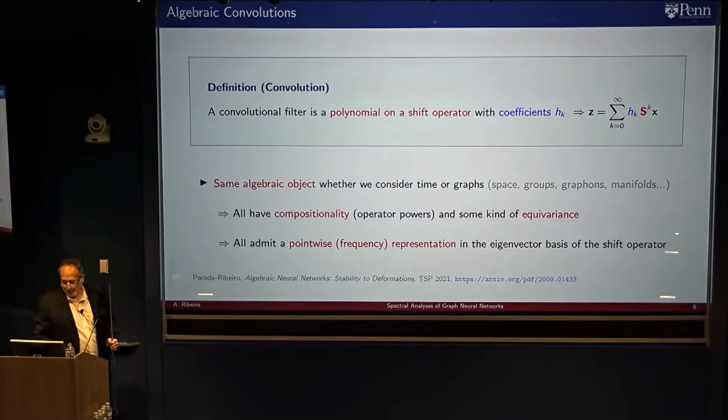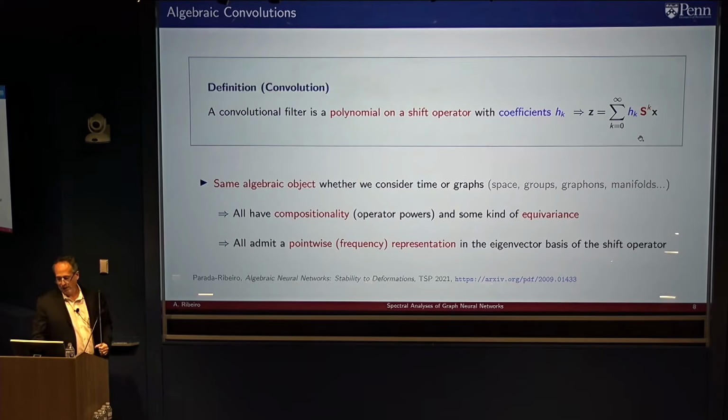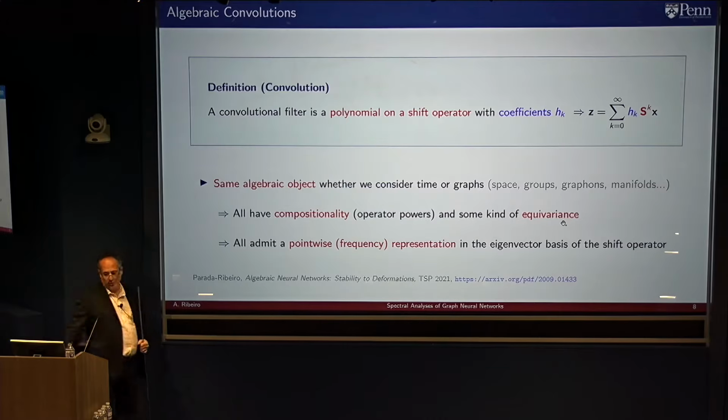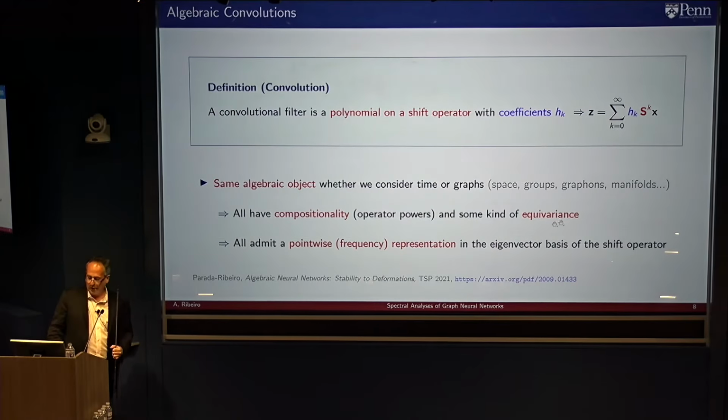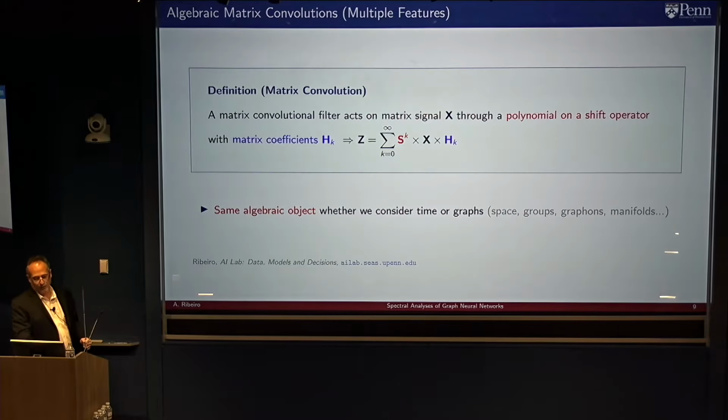Now, what is important about having this shared algebraic structure is that all of those convolutions have the same compositional structure, right? You're applying S over and over. That means that they all have some kind of equivariance with respect to the application of S, and it also means that they all admit some kind of pointwise frequency representation in, of course, the eigenvector basis of the shift operator.